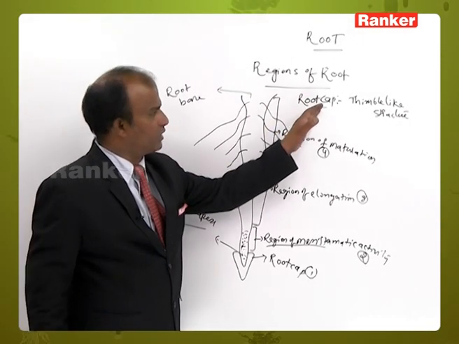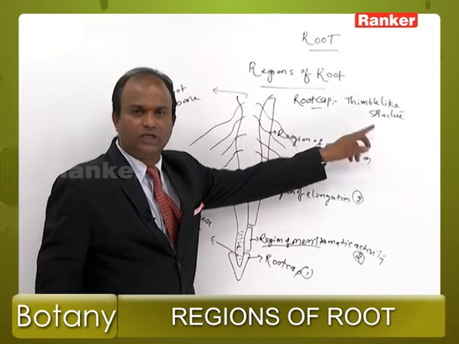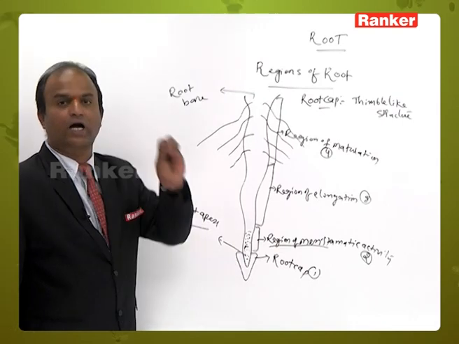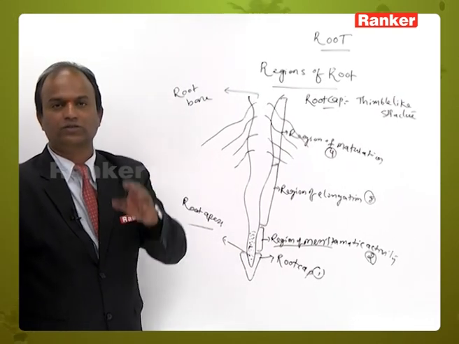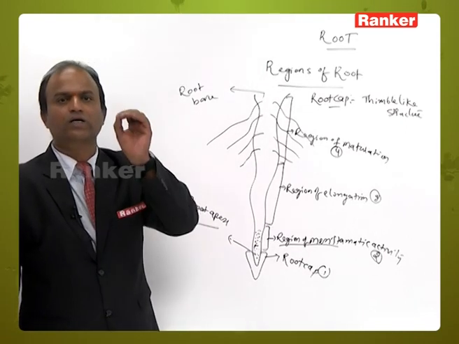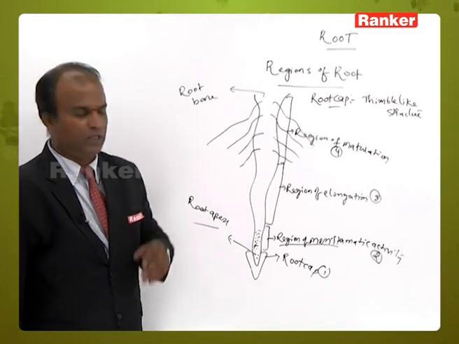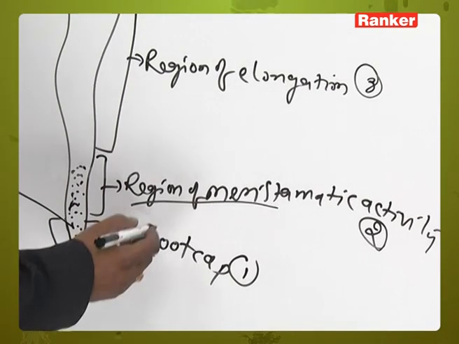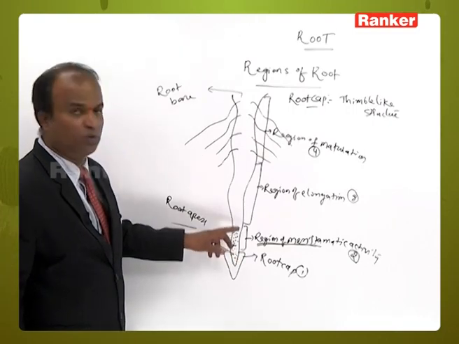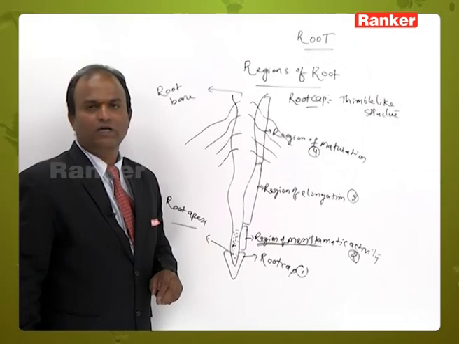Of that, the first part is root cap. Root cap forms a thimble-like structure which covers and protects the root apex, and it helps in lubrication, due to which the root grows vertically into the soil. And the region a few millimeters above the root cap is the region of meristematic activity.